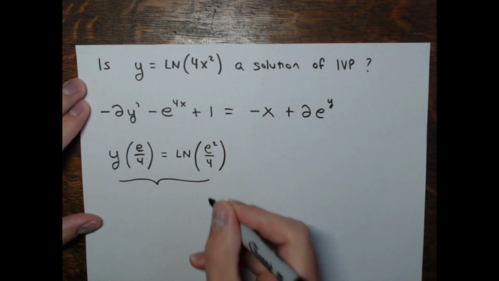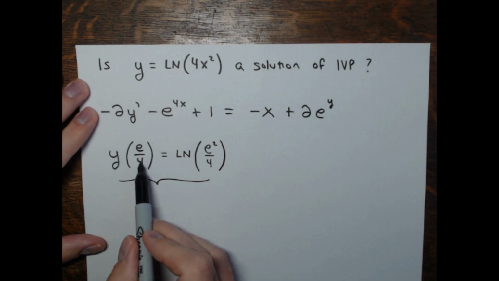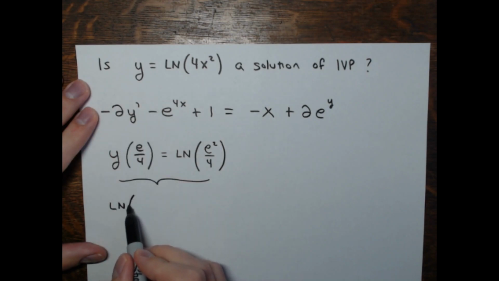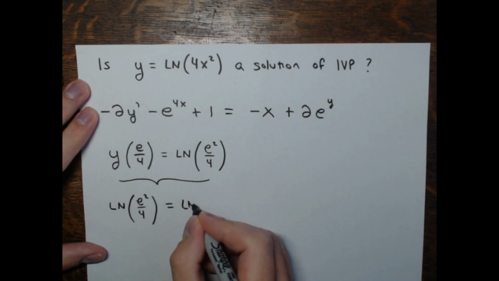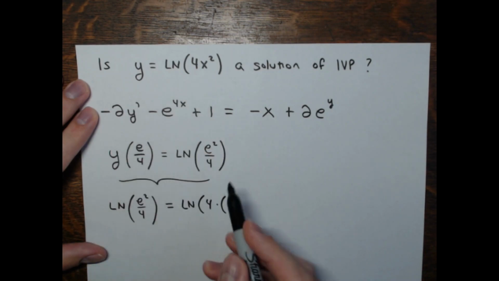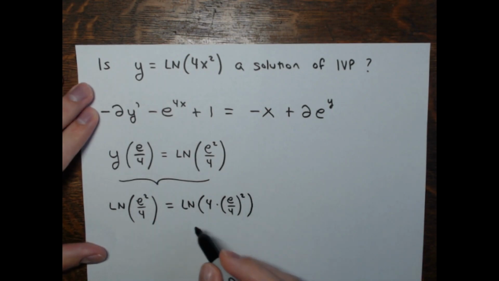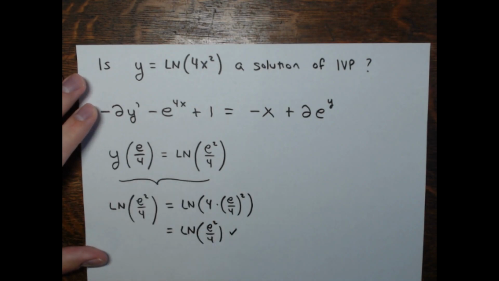So again, easy check. This condition's the easier one to check, right? So I'm replacing x with e over 4 and y with the natural log of e squared over 4. So the left side, y becomes natural log of e squared over 4. Is this equal to the natural log of 4 times, and then here's where I'm replacing x with e over 4. E over 4 squared, right? It's x squared. And yeah, these would be the same, right? Because this is natural log of 4 times e squared over 16, but 4 goes into 16 4 times, so it's just e squared over 4. So yeah, they are the same thing. So the condition is met.